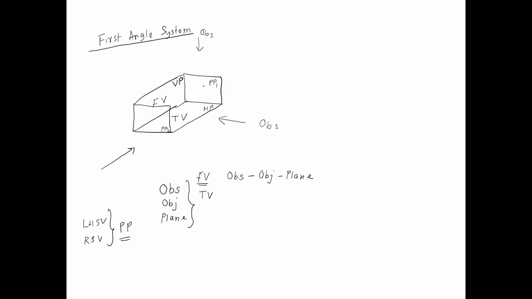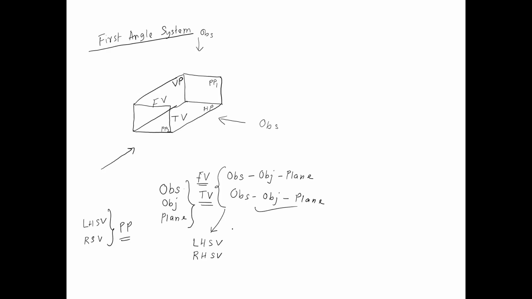Object is somewhere here in the first quadrant, and the plane of projection, which is the horizontal plane, comes at the very end. So again the sequence is observer followed by object followed by plane of projection. Since this same sequence is followed by front view and top view, it has to be obeyed by the remaining views also. That is, the left hand side view has to obey this sequence, and the right hand side view also has to obey this same sequence. Observer followed by object, and at the end we will have the plane.